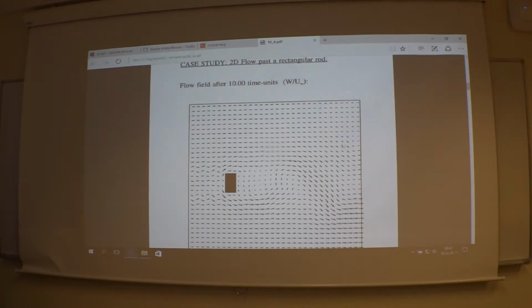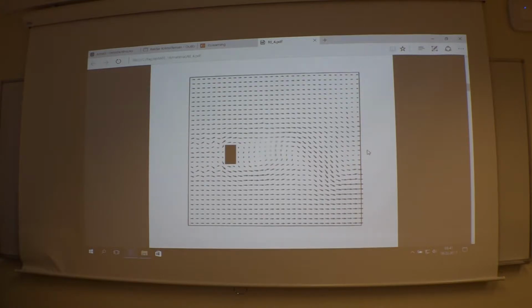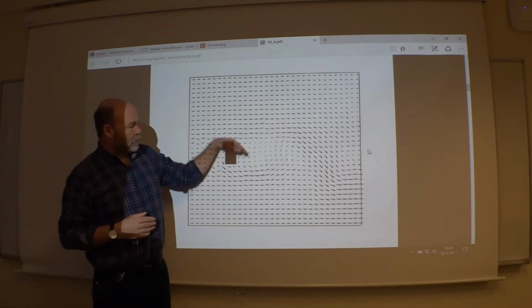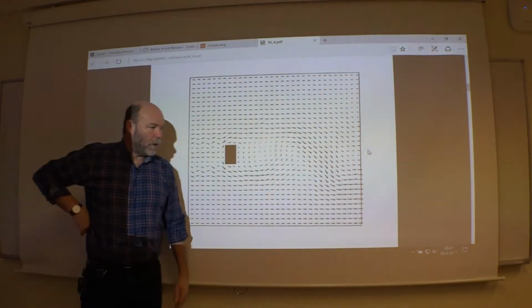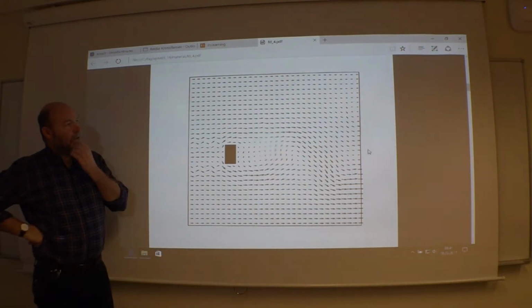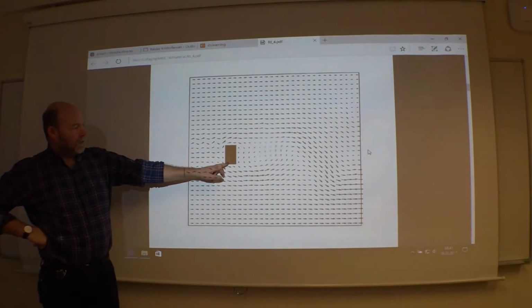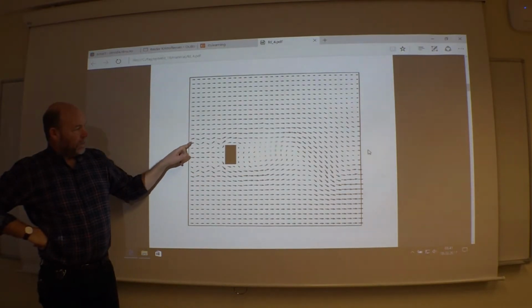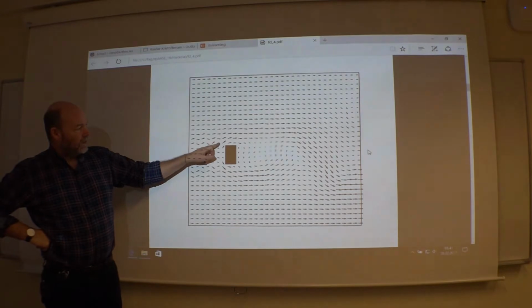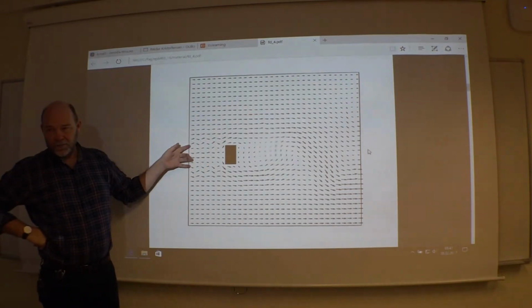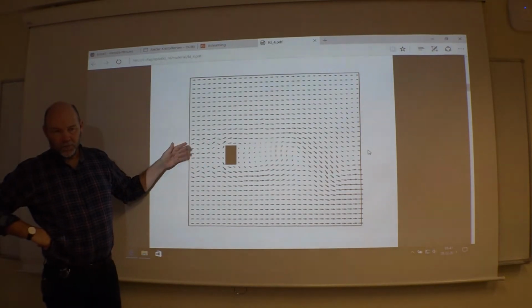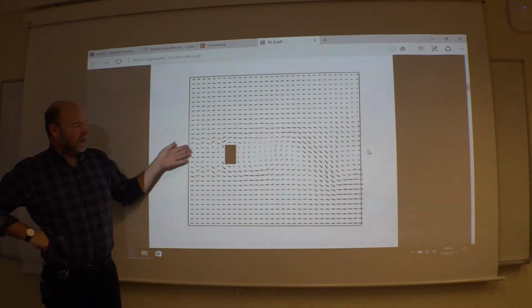So here I have run, after 10 time units, the situation looks something like this. You start getting the wavy pattern, which then will be time dependent on the back of this block. Here you have something suspicious in the front. This is sort of a hint. You should use more cells when you get this quite clearly unphysical behavior.